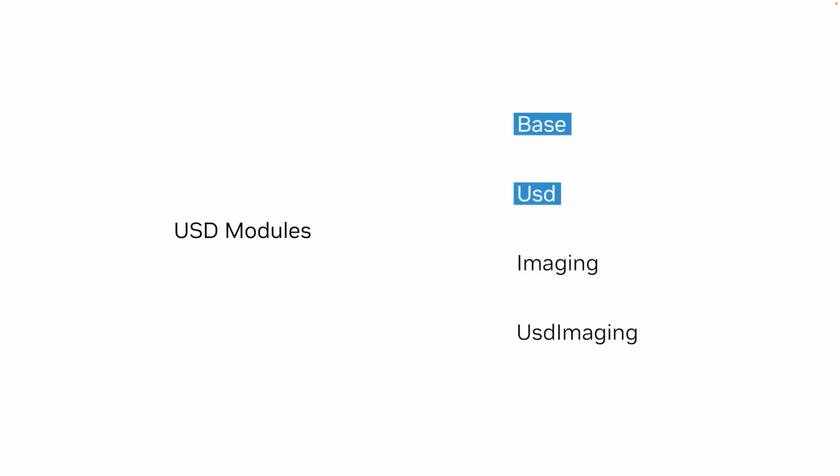Today we're talking about a few commonly used USD modules that are a great place to get started with OpenUSD development. The USD code repository is made up of 4 core packages: base, USD, imaging, and USD imaging. To author and read USD data, you only need the packages for base and USD. We will focus on modules found in these two packages.